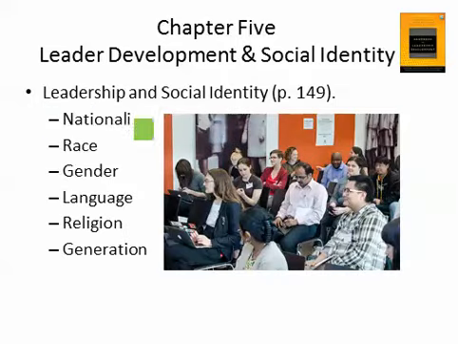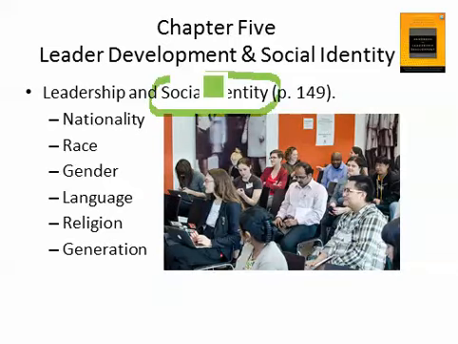Leadership and social identity include things like, and this is not an entire list, nationality and race and gender, language, religion, generation. Who you are, how you define yourself is what we're talking about when we're talking about social identity, and it's going to be critically important that you understand this.